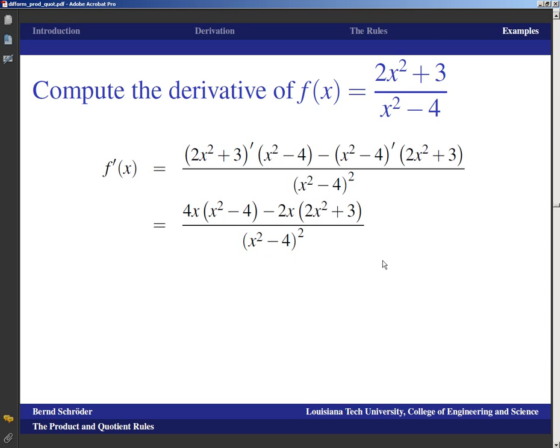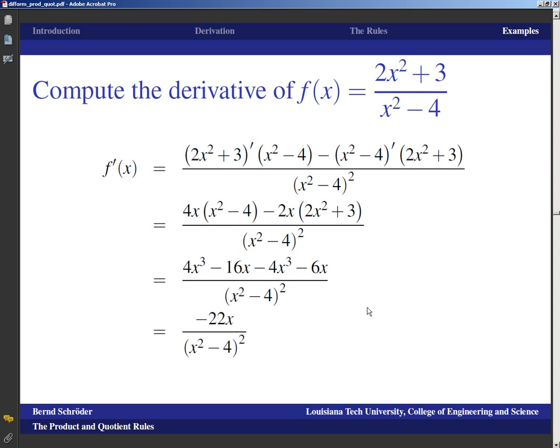And then really the only thing we can do here is multiply things out. I didn't even factor out the x here, I don't think. Yeah, this is just 4x cubed minus 16x minus 4x cubed, and then a minus 6x, and here we can see 4x cubed minus 4x cubed goes away, and we get a negative 22x in the numerator. So this is negative 22x divided by x squared minus 4 quantity squared.